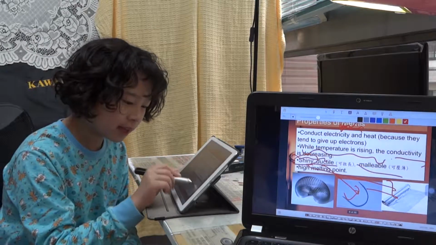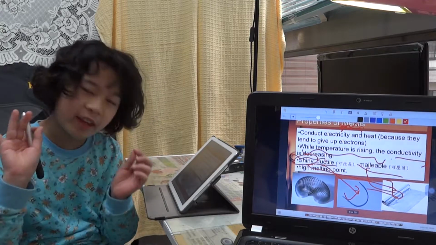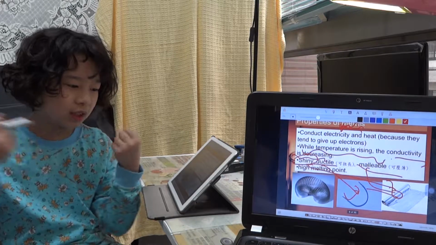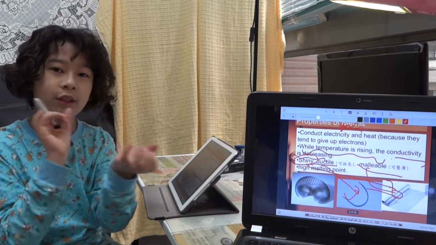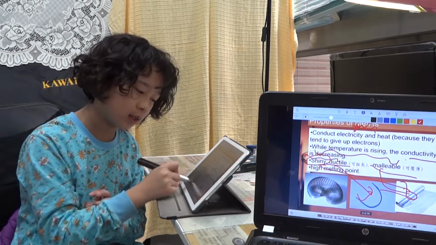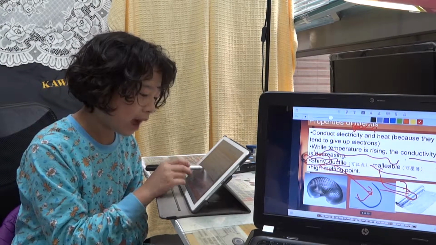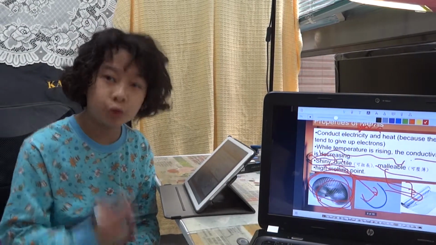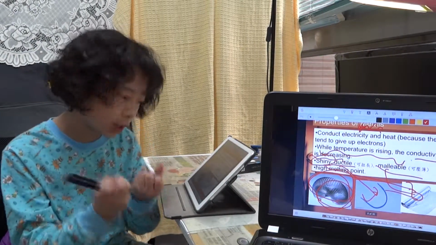And it's malleable like me. It can become very, very thin and flat. It can expand and then contract like a coil, and it has a high melting point except for mercury, which is liquid at room temperature. All of the others are solid.